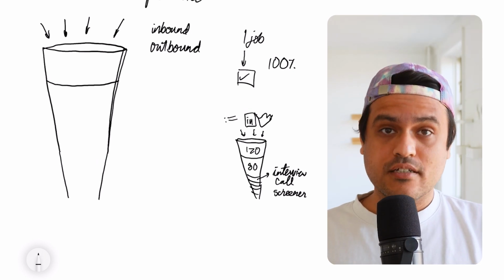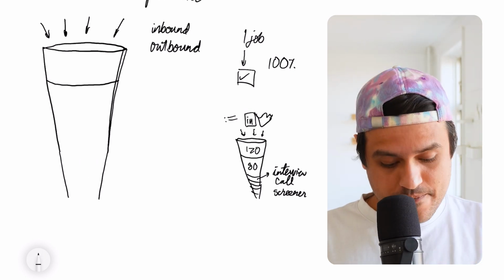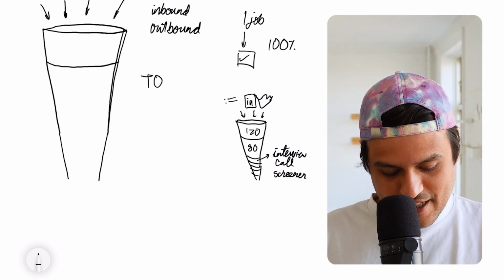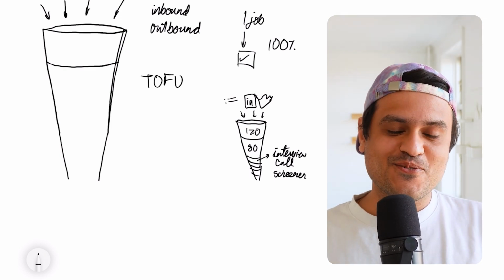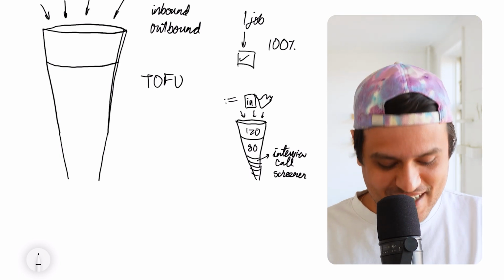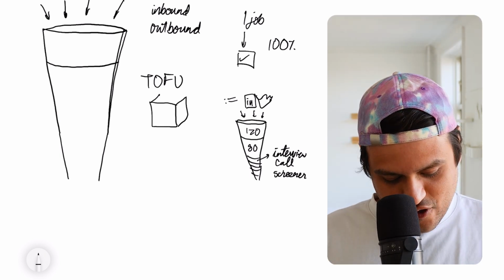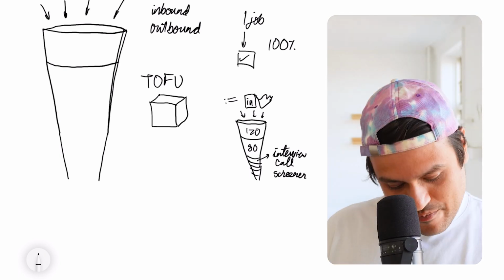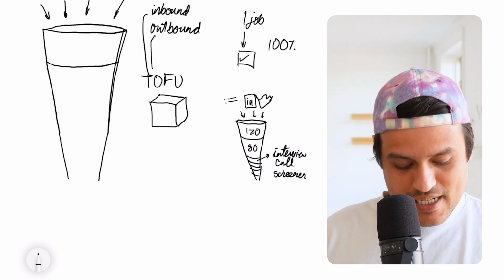Your top of funnel is super important to you as a designer, right? This top of funnel, also known as tofu. I don't really call it tofu, but I think I should start calling it tofu, right? This is such a delicious name. Your tofu is breaking it down into inbound as well as outbound.